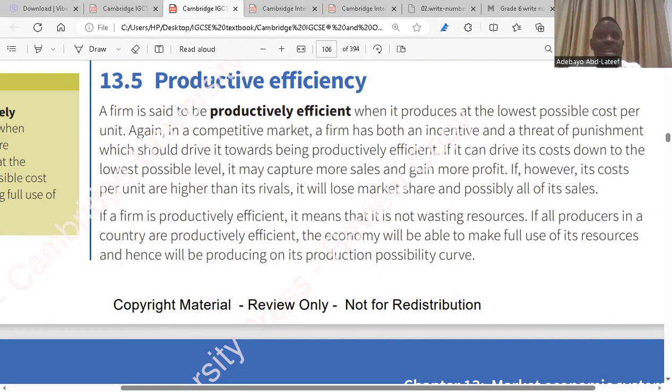It will be able to sell at a lower price to gain more customers. The punishment is this: if a firm is unable to reduce its cost, its price will be high, so it will lose customers to competitors, and within a while, it's going to be out of the market. But they can charge us the cost, but they will lose.